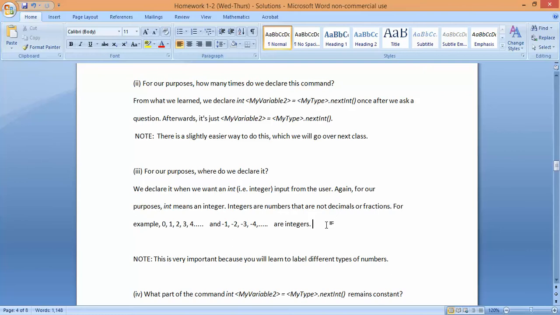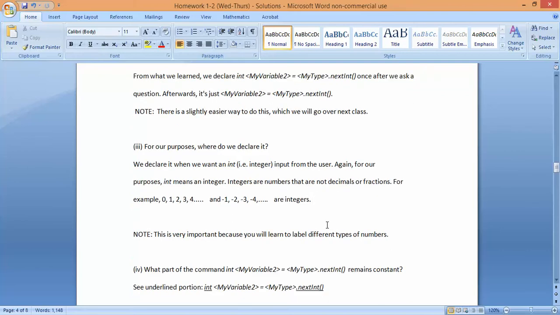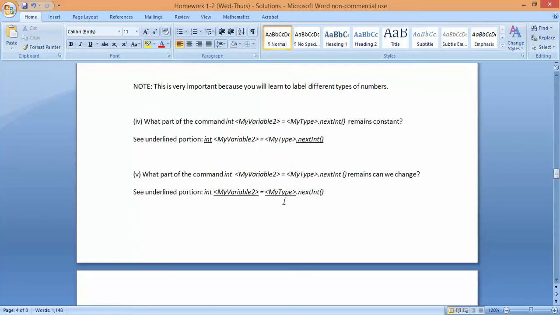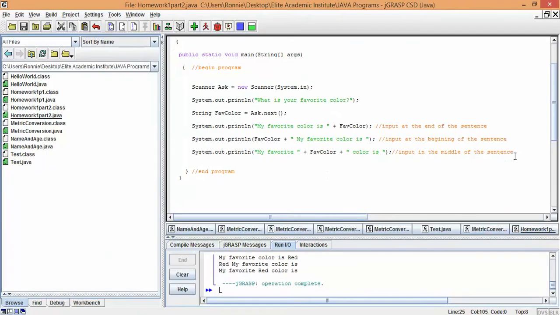I want you to think about this for a second. You learned letters, the alphabet, A, B, C, D, E, F, G, H. In this alphabet, you have consonants and you have vowels. What's a vowel? A, E, I, O, U. And what's a consonant? B, C, D, F, and so on. Likewise, numbers also have labels. Numbers that are not decimals or fractions, I'm making this easy for you, are called integers, and they can be 0, 1, 2, 3, 4, or negative 1, 2, 3, 4. Now, let's do some jGRASP, and I will show you exactly what this means.